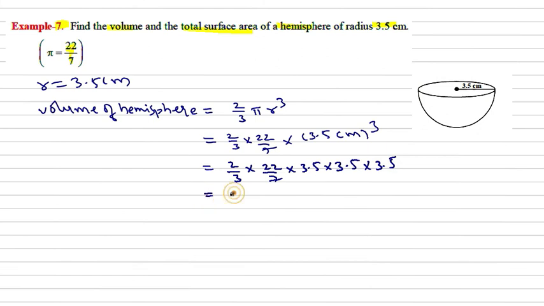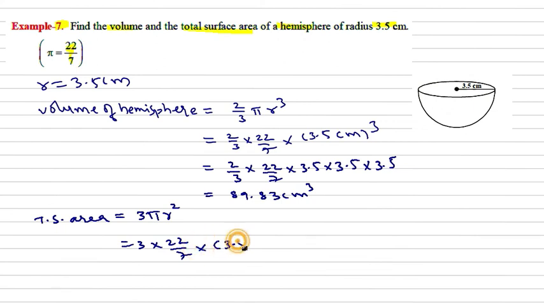So which is equal to 89.83 centimeter cube. Now next, total surface area is equal to 3 pi r square. So 3 into 22 by 7 into radius 3.5 centimeter square. So which is equal to 3 into 22 by 7 into 3.5 into 3.5, which is equal to 115.5 centimeter square.